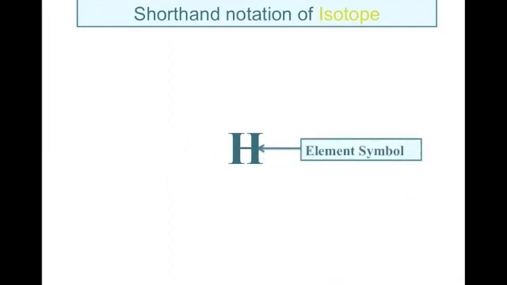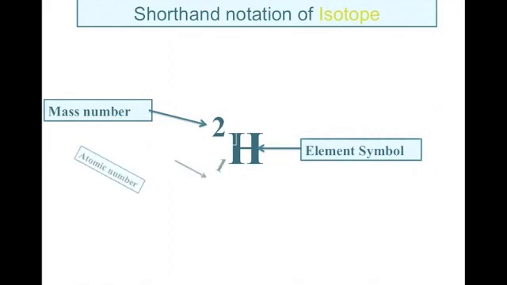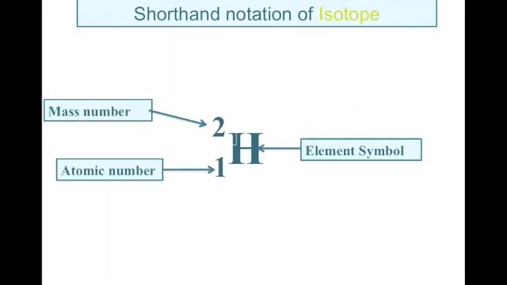Another shorthand way of writing the formula for an isotope: you would first start out by drawing the element's symbol. You would then place the atom's mass number to the upper left of the element symbol, and the atomic number would be written to the lower left of the element symbol. This would be the shorthand notation for the hydrogen isotope called deuterium.